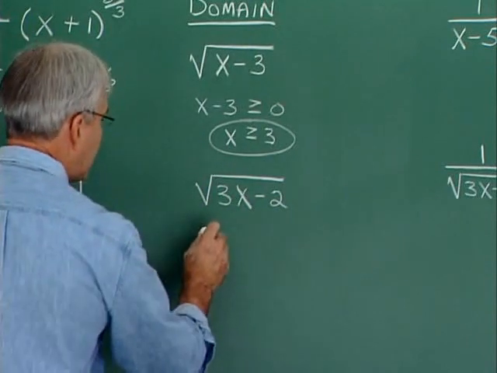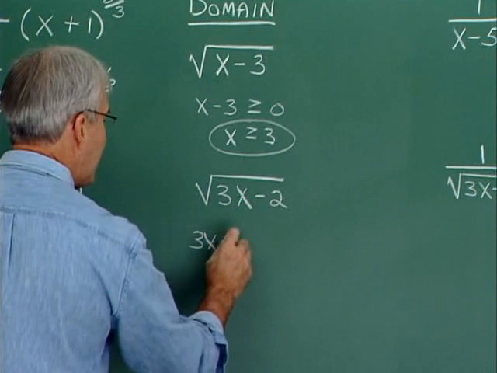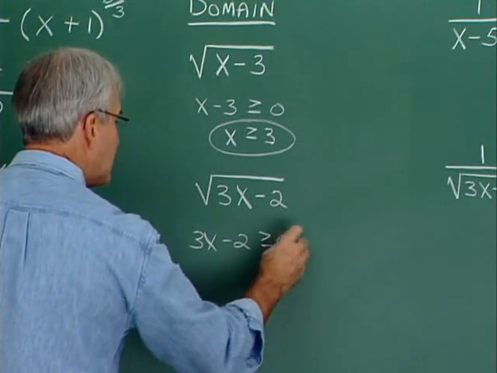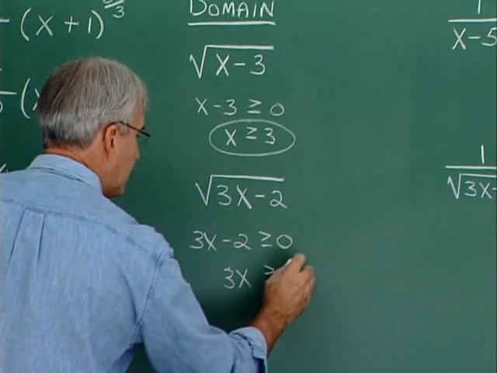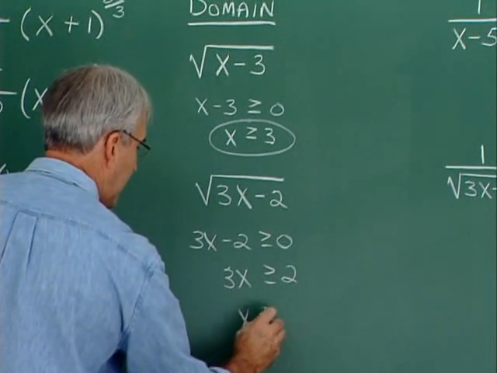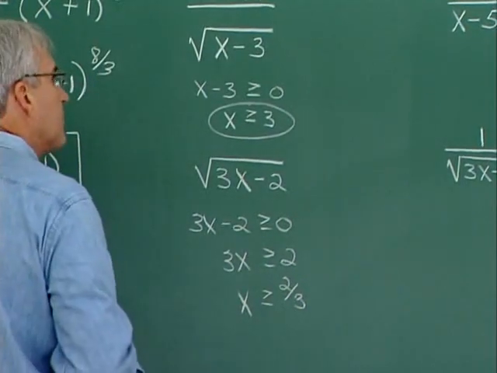So it makes sense to say, gee, this makes sense as long as the expression 3x minus 2 is greater than or equal to 0. You see, and just solve this. So 3x is greater than or equal to 2. X then is greater than or equal to 2/3. So here then is our domain.